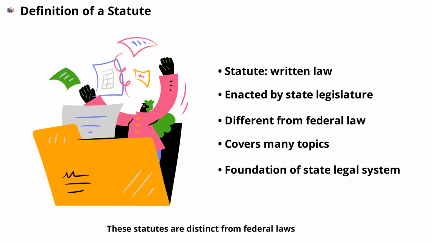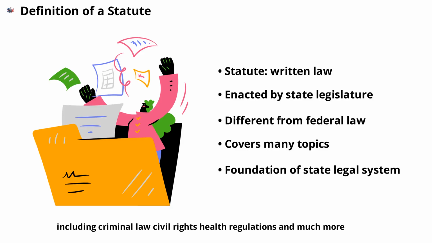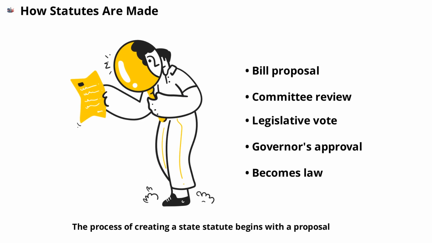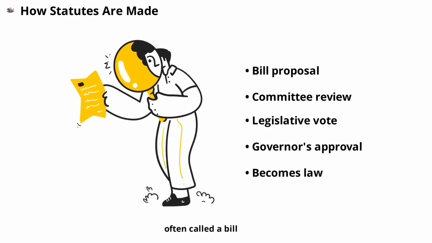These statutes are distinct from federal laws, which are made by the United States Congress, and from local ordinances, which are passed by city or county government. State statutes cover a broad spectrum of topics, including criminal law, civil rights, health regulations, and much more. They serve as the foundation for the legal system within each state, providing clear rules and guidelines for both individuals and organizations to follow.